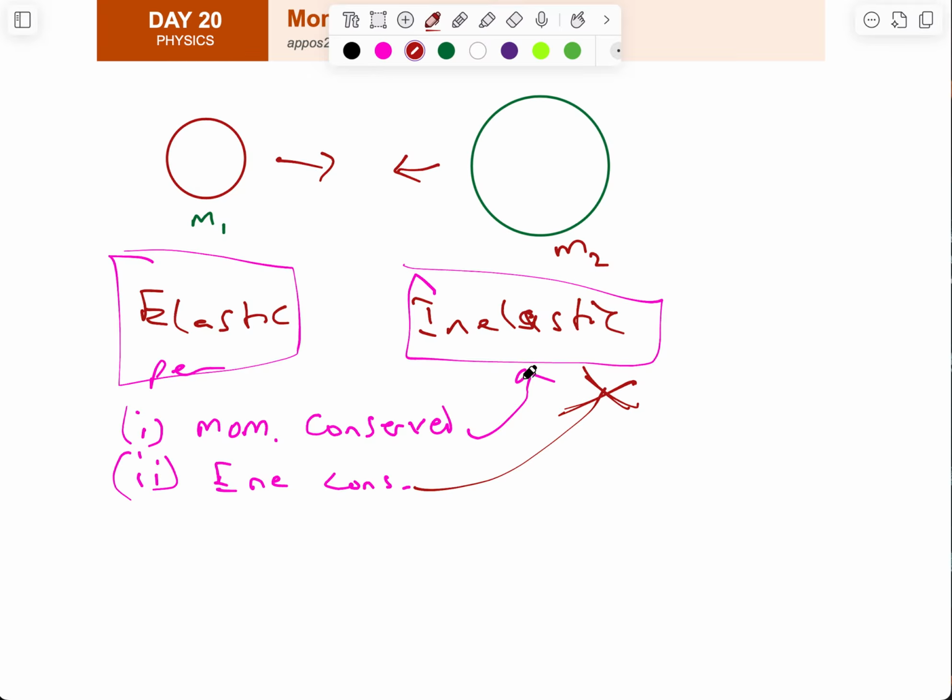Their kinetic energy is not conserved in the case of inelastic collision. But here's the case. When it comes to energy, everything that happens actually requires energy for it to happen. So if these two bodies collide together, one of the things that we can get from them is sound. And also, due to friction, heat will be generated.